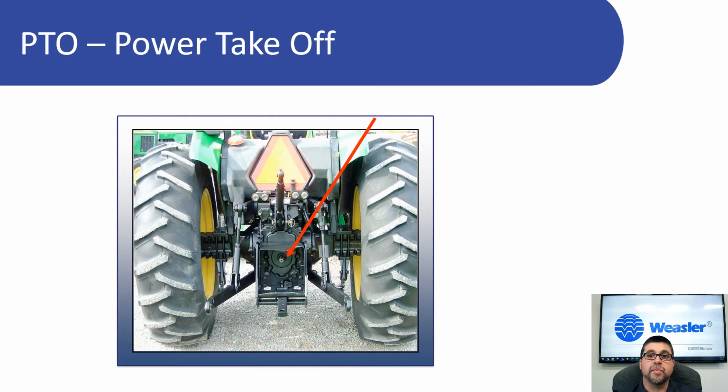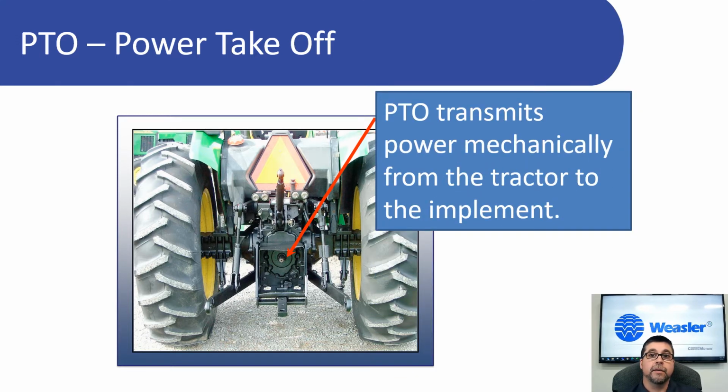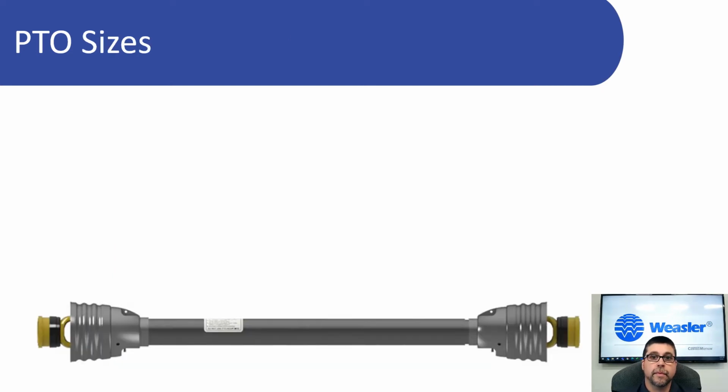First off, some basic knowledge. Some of you probably know this, but I like to take a little time for the new guys. What is a PTO? Well, PTO stands for power takeoff. The PTO transmits power mechanically from the tractor to the implement. The PTO driveline provides the power to whatever piece of equipment you are running, such as a round baler, fertilizer spreader, post hole digger, etc. There are 4 unique tractor PTO sizes in the industry.